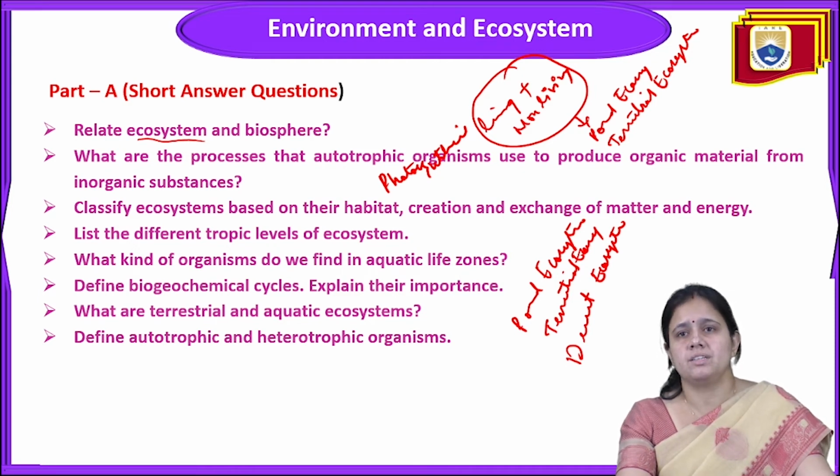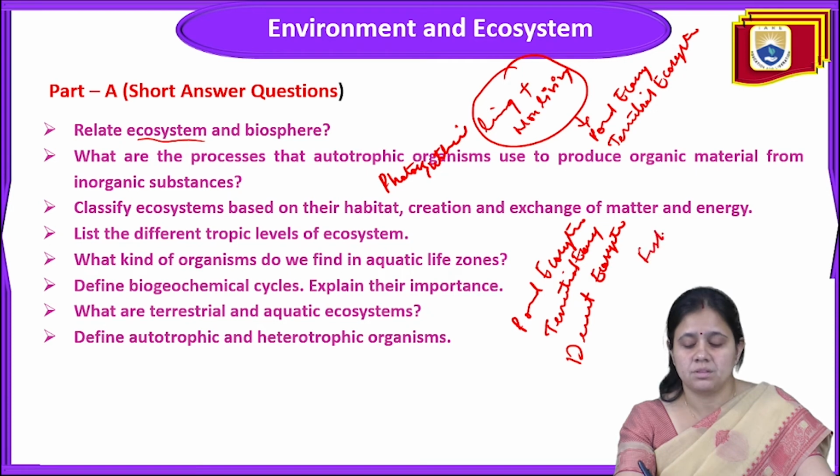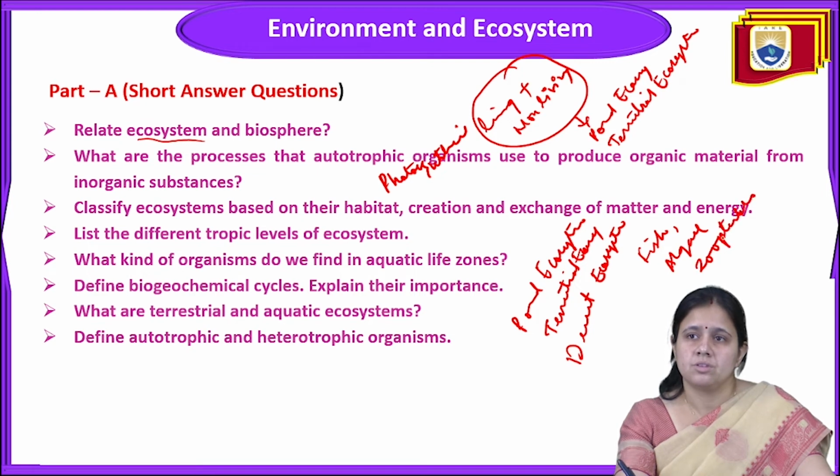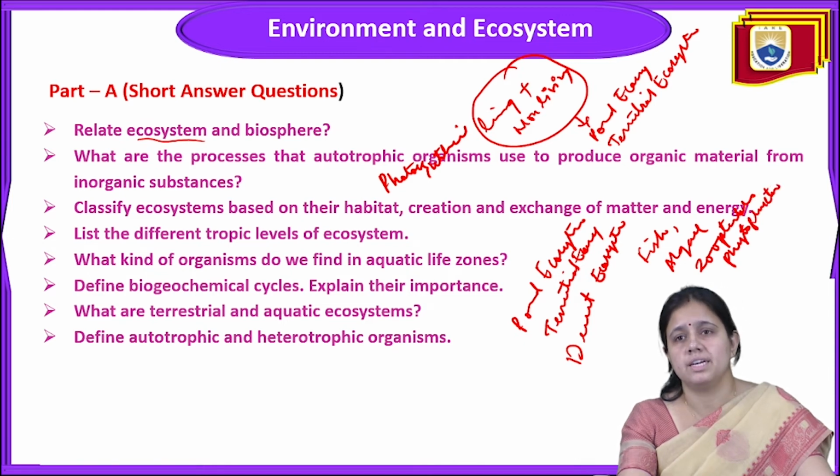What kind of organisms do we find in the aquatic life zone? Aquatic organisms are mainly fish, algae, zooplankton, and phytoplankton. They are the main organisms that we get in the aquatic life zone.